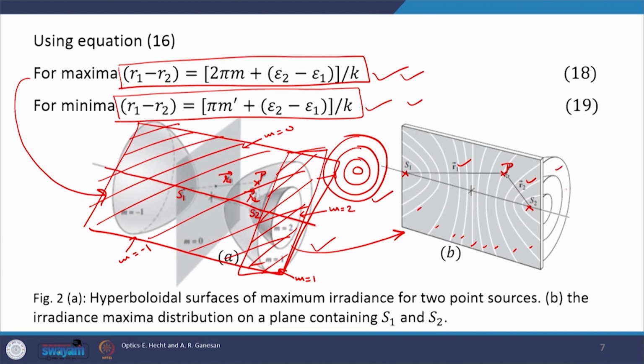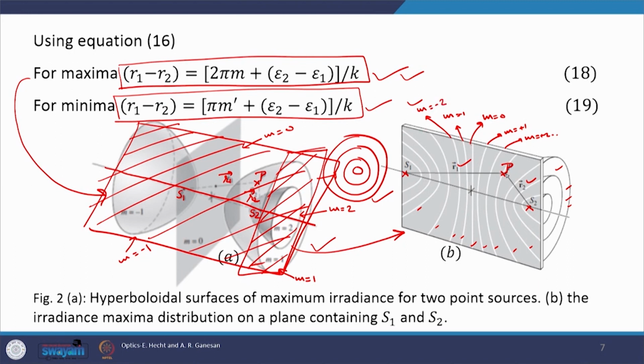And these circles which you see here on the sides are observed when you cut it through a plane which is perpendicular to the line S1 and S2. These are two different types of fringes. Now, this central fringe, which is a straight line, is for m equal to 0, the next one is for m equal to plus 1, the next one is for m equal to plus 2 and so on. Similarly, on the other side, this one is for m equal to minus 1, this one is for m equal to minus 2 and so on.